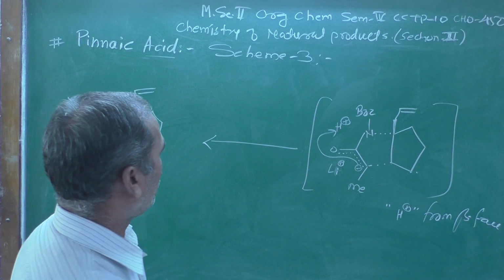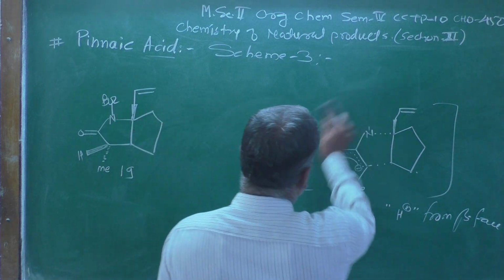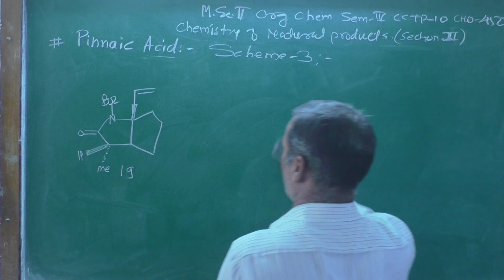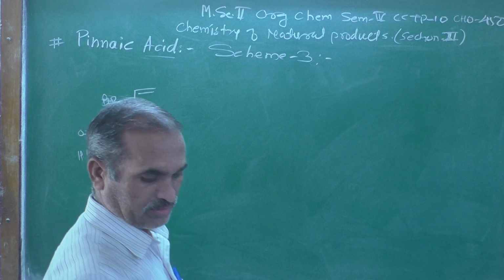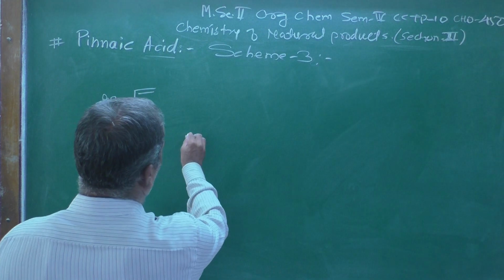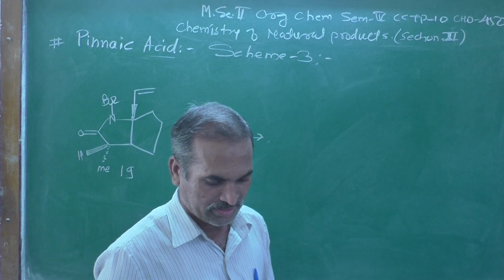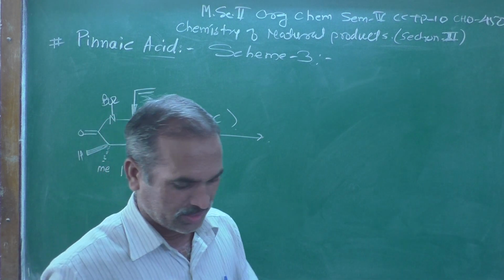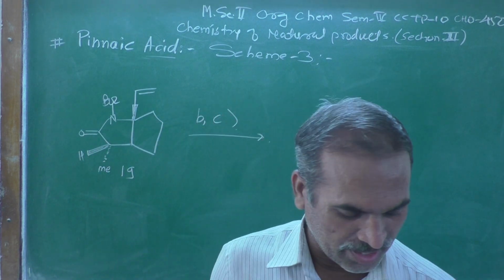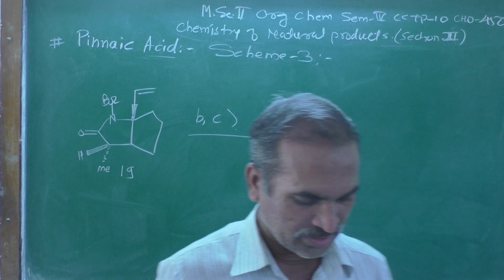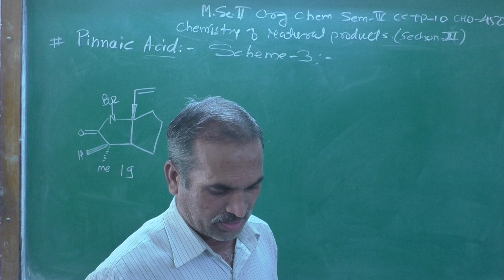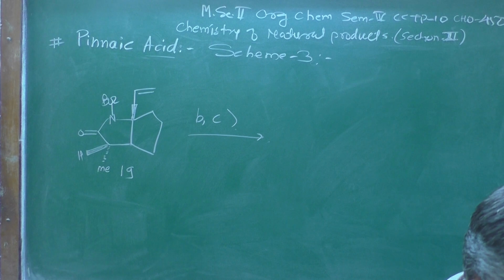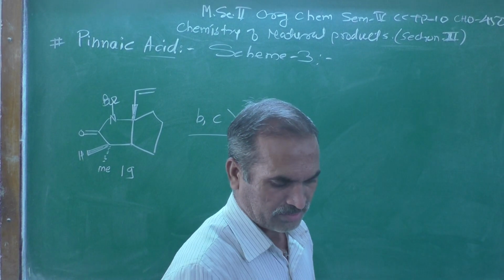Now let me clean this structure, but you should essentially stay in connectivity. Now I am showing an arrow like this, where I am adding the reagents B and C together. What would we get? Let's see. We would get structure number 20 here. This is structure number 20.